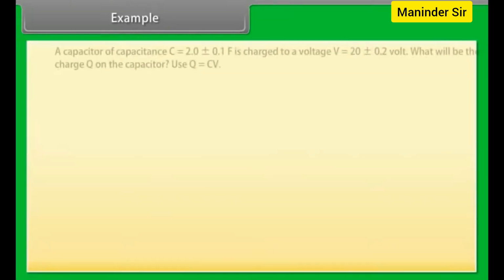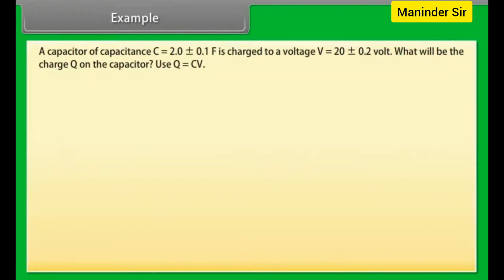Example. Let's take an example of errors. A capacitor of capacitance C equal to 2.0 ± 0.1 microfarad is charged to a voltage V equal to 20 ± 0.2 volt. What will be the charge Q on the capacitor? Use Q = CV. Let us see the solution.